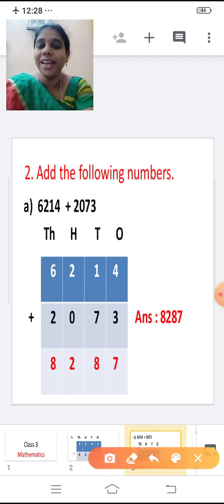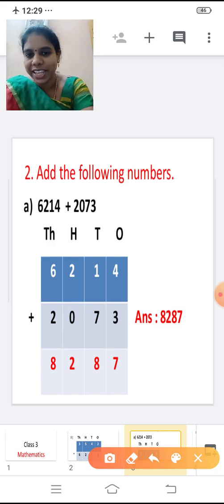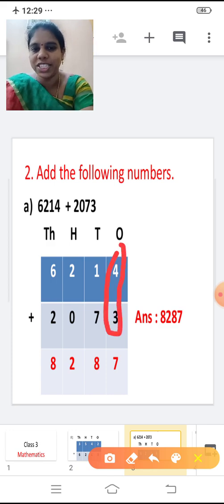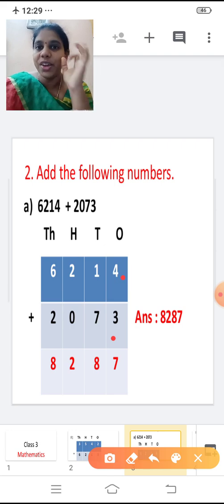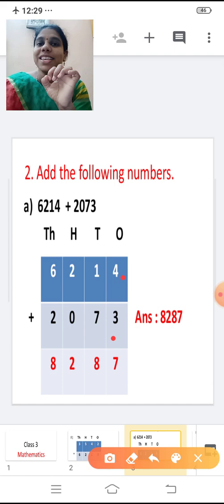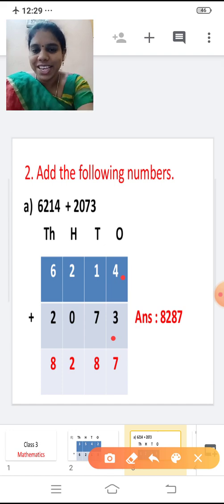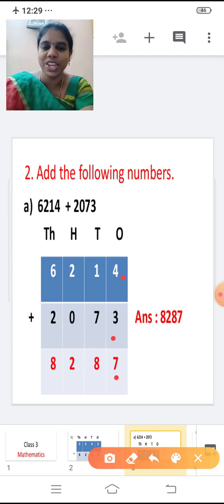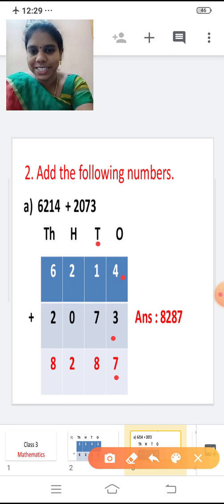First we have to write in the correct place, then we are going to add. So first we have to add the ones place, isn't it? 4 and 3. Add 4 plus 3 and tell me the answer, children. 4 in the mind, 3 in the finger. After 4, 5, 6, 7. So the answer is 7. Write 7 down. Next, you are going to add the tens place.